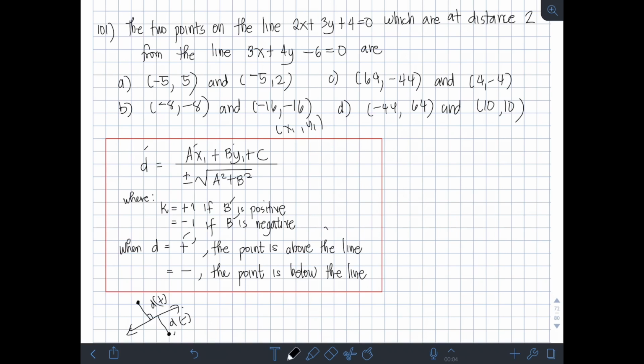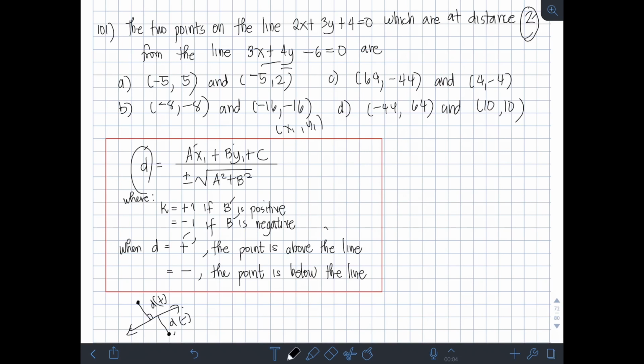Kasi sabi, hanapin daw natin yung 2 points. So, unknown yung point, yung x sub 1, y sub 1, on the line 2x plus 3y plus 4 equals 0, which are at distance 2. So, given yung distance natin na 2. So ibig sabihin, D natin is equal to 2 from the line 3x plus 4y minus 6 equals 0. So, itong distance na 2, yung distance nung point na hanapin natin dito sa given line. So, therefore, ito yung consider natin na Ax plus By plus C, itong 3x plus 4y minus 6 equals 0.